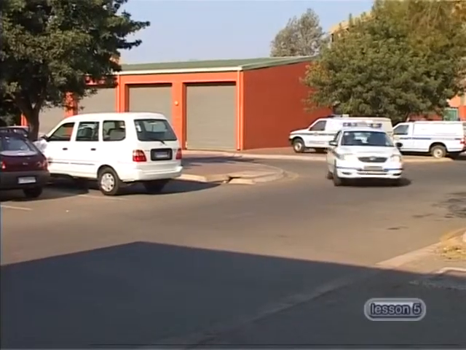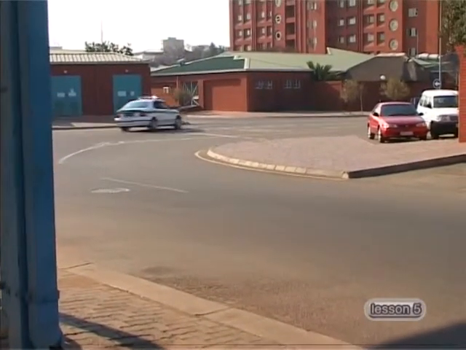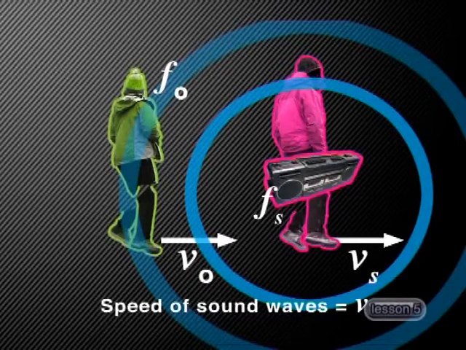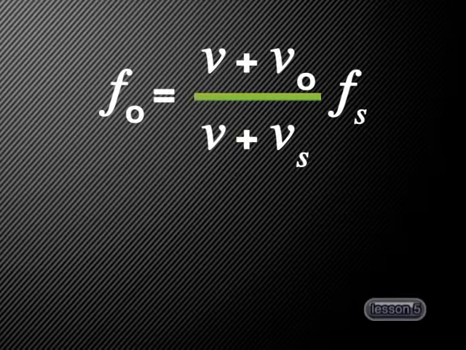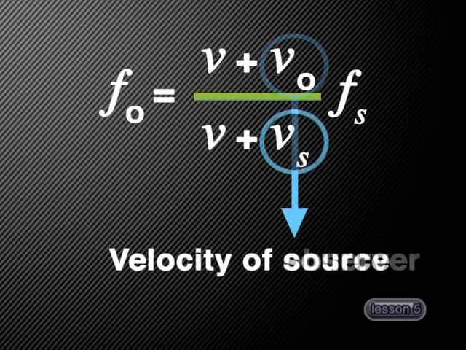You should recall that the Doppler effect describes the change in frequency that is observed when a wave, a source, or an observer are moving relative to each other. We learned in the previous lesson that the observed frequency can be calculated using the following equation. FO equals V plus VO over V plus VS times Fs, where VO represents the velocity of the observer and Vs the velocity of the source of the waves.